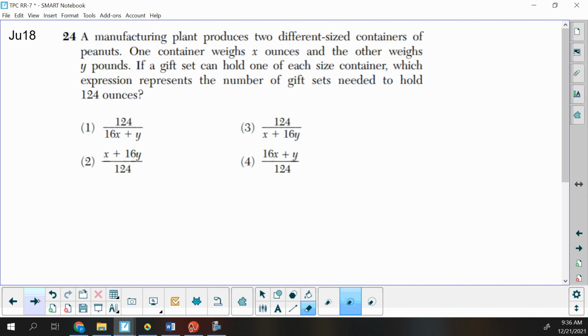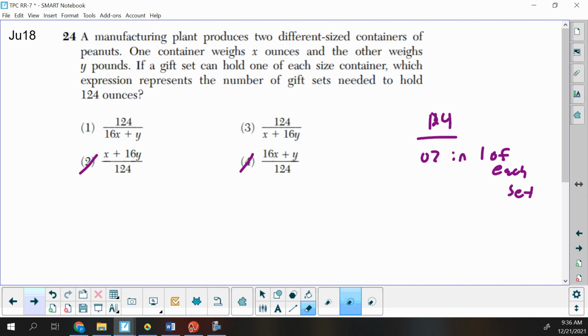All right, so if we want to know an expression for the number of gift sets needed to hold 124 ounces, in general, what we want to do is we want to do the 124 and we want to divide it by the ounces in one of each set. So because we need the 124 on top, it's got to be choices 1 or 3.